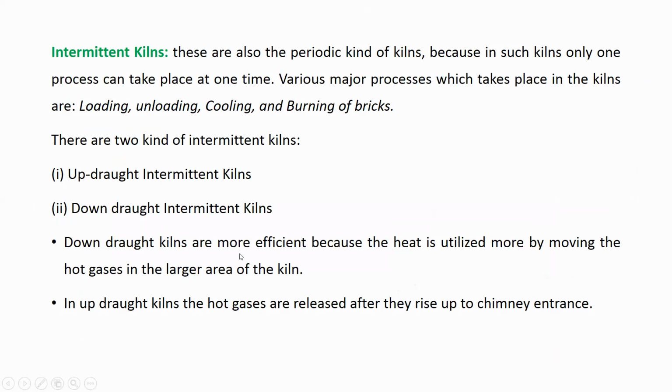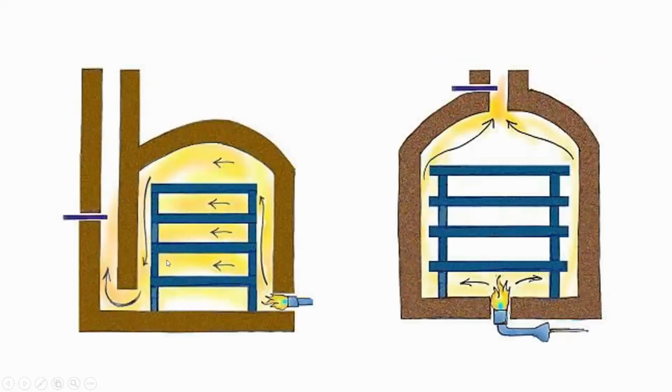Downdraft kilns are more efficient because heat is utilized more by moving the hot gases in the larger area of the kiln. In an updraft kiln the hot gases are released after they rise up to the chimney entrance. I will explain with the help of the figure, because orally you may not understand. This first figure is the intermittent downdraft kiln. In a downdraft kiln the burning takes place from here, and the heat is going inside the kiln.